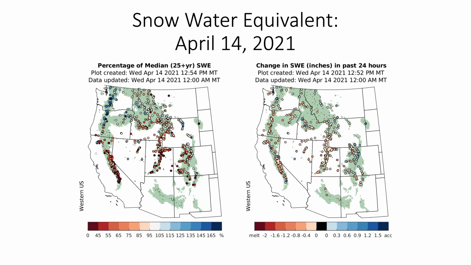In addition to snow cover and snow cover days, we provide the percentage of median SWE compared to the last 25 years and the change in SWE for the last 24 hours from SNOTEL, ground operated sites in the Western US. The time lag on this data is much shorter than for the satellite data. This year, there is a strong La Nina pattern with higher than average SWE values in the north and lower than average SWE values in the south.